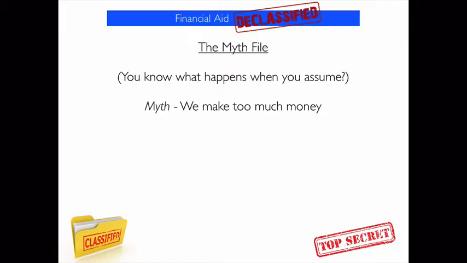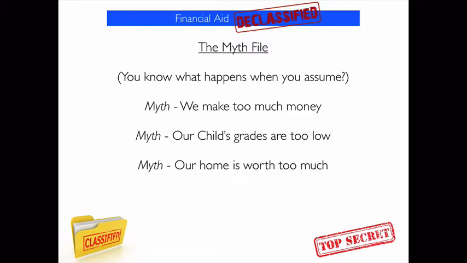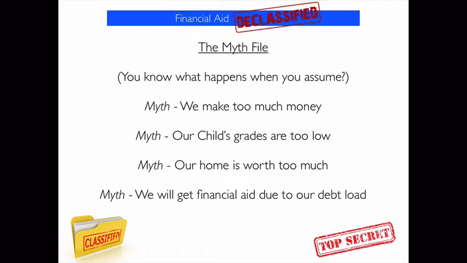The second myth, our child's grades are too low. Definitely a myth. This is precisely why they have the ACT and SAT, to standardize everyone a little bit more. Some students just don't do well in school but are extremely bright and do very well on tests. Next myth, our home is worth too much. Again, we'll show you later what you can do to increase your chances of getting financial aid if you think you fall in that category. We will qualify for aid due to our debt load. Maybe, maybe not. That depends on how the numbers really play out.